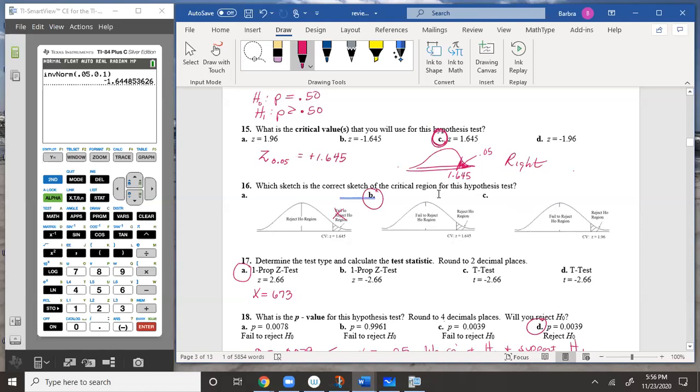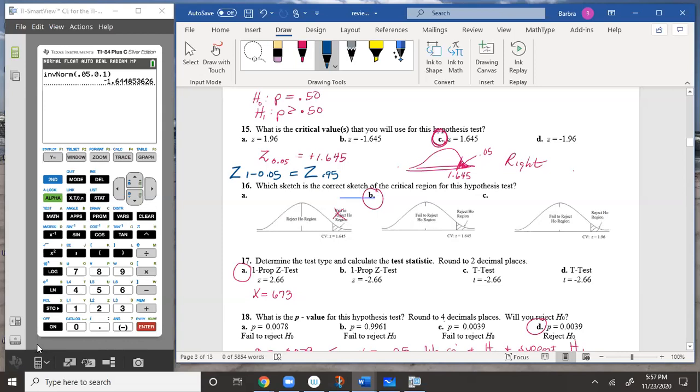Miss Mulaney, on that, can't you just do 1 minus 0.05 equals 0.95, and then look at your chart and say 1.645? Absolutely. You can do that. Work smarter, not harder. So when you use the chart and this calculator, it's 0.95.